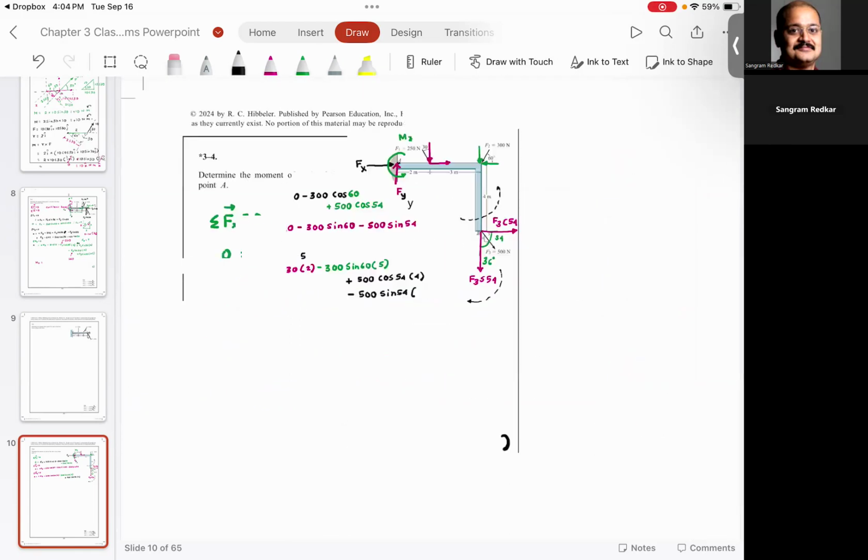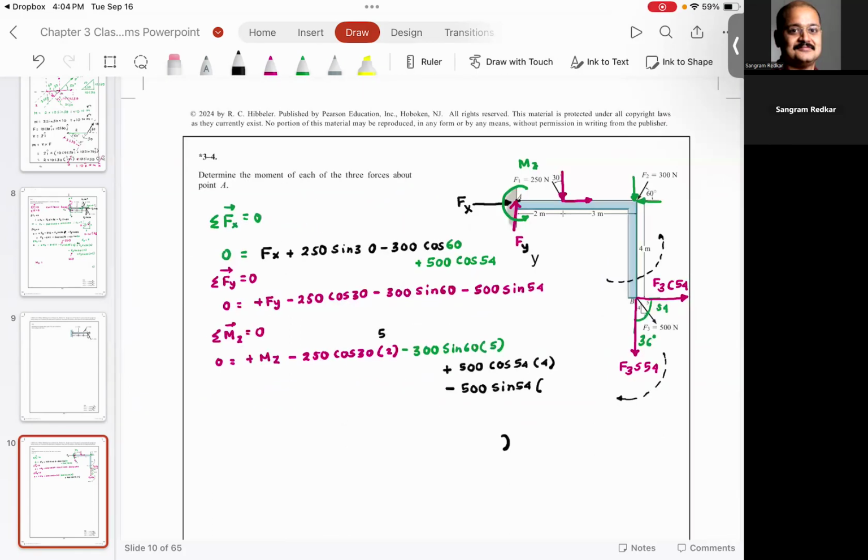This sets up the problem. So now you should be able to find out the value of Fx. You should be able to find out the value of Fy. And you should be able to find out the value of moment about z.